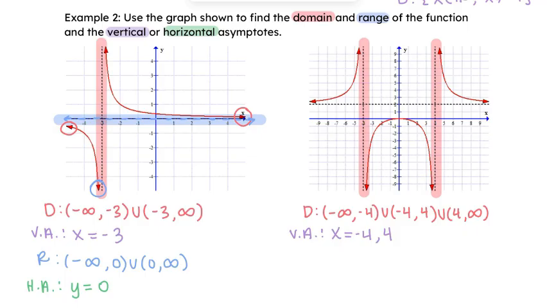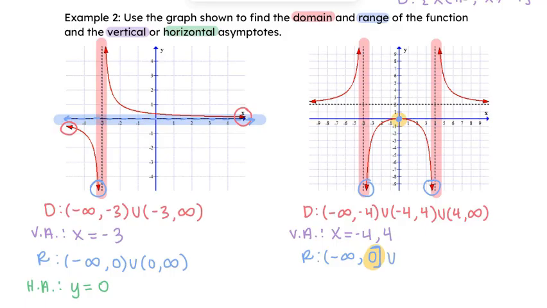For my range, I gotta be careful here. So these arrows mean that I'm going to go all the way down to -infinity. But notice this middle section only goes up to 0. And I'm going to put a bracket with it because it does actually hit that 0. So you got to make sure you're being careful here. It doesn't go all the way up to my asymptote.